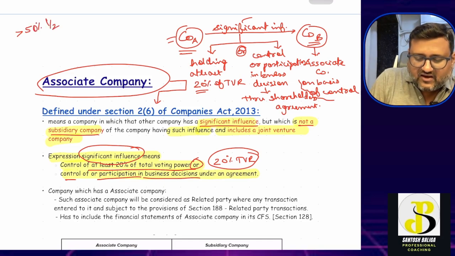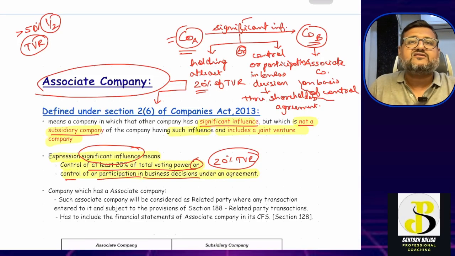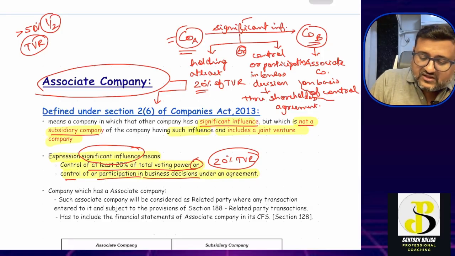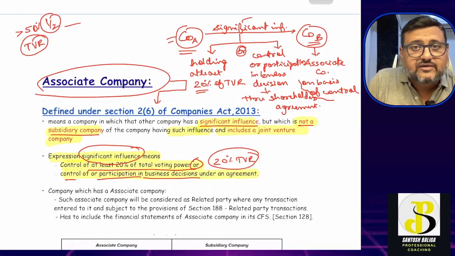50%, or you can say one half of the total voting rights. Okay, so if a company has more than 50%, your question will be, this is more than 20% also. That means what is the difference between an associate company and a subsidiary company? But the point is, if a company has more than 50%, then such company would be called a holding company of such subsidiary company.